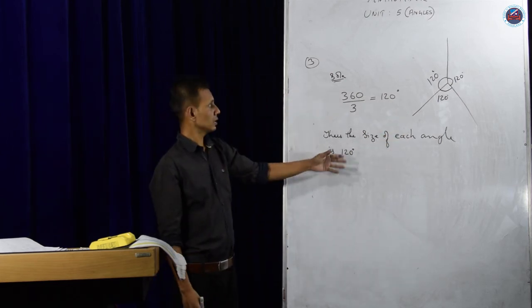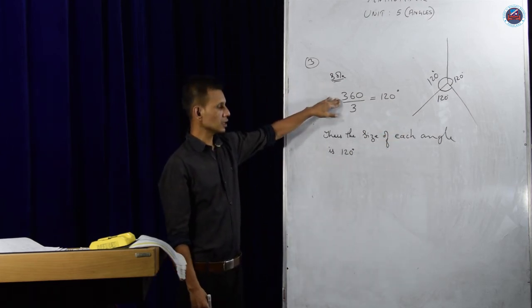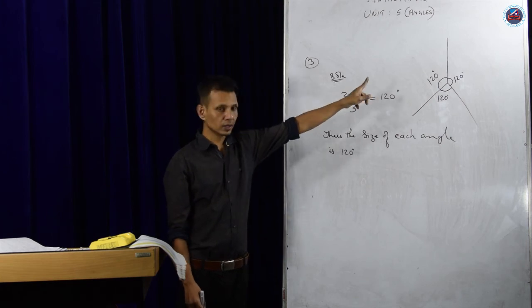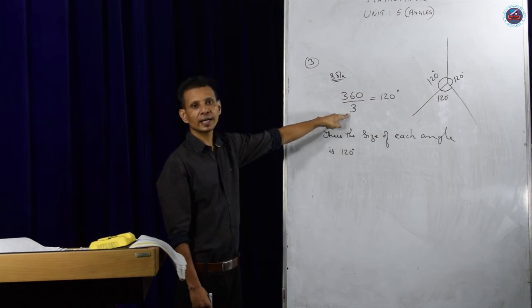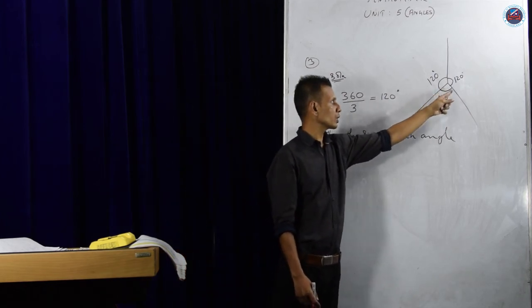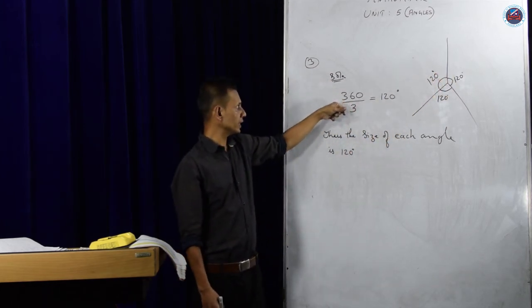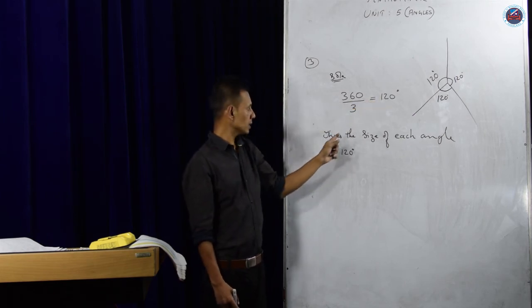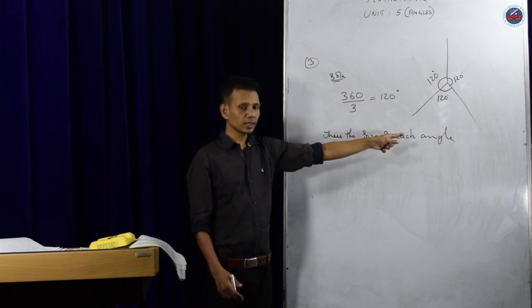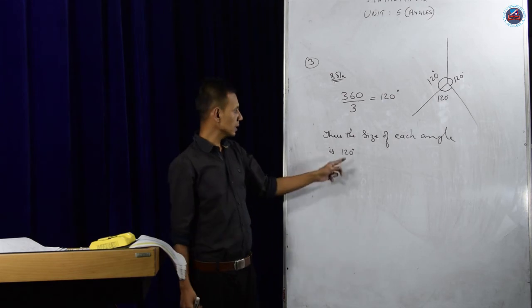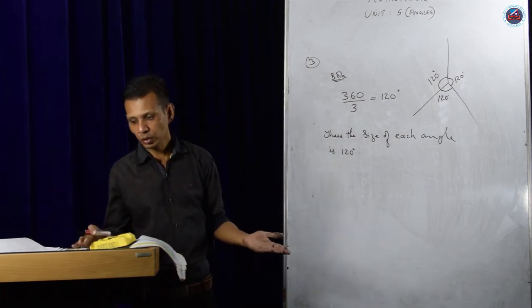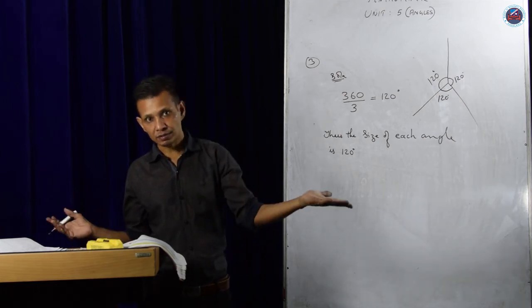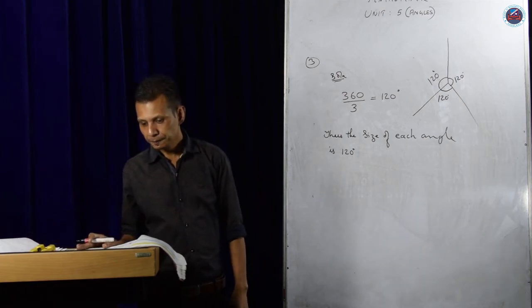This is your answer. Solution 360. Why 360? It's a round, not a straight line. Divide by 3. Why divide by 3? Because we have 3 angles. If you divide this by 3, you will get 120. That means the size of one angle is 120 degrees. That's it. You can try the rest, because if there are 5 angles, divide by 5. You can try that.